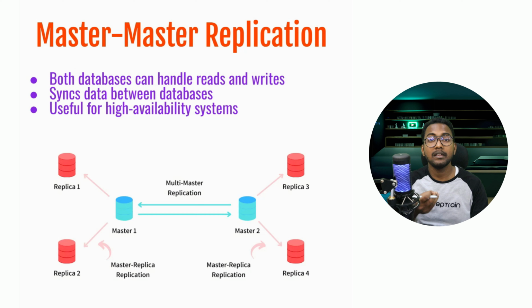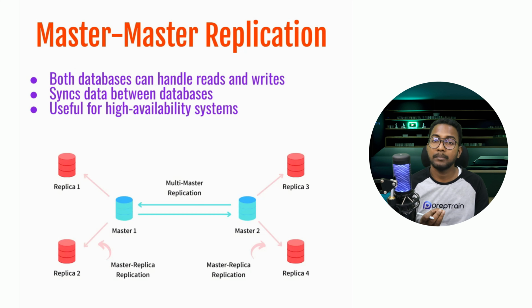For example, imagine that you are running a global service with users spread across different regions. With master-master replication, you can have one database in Asia, another in North America, and both capable of handling updates and reads. Each database can serve users in its respective region, reducing latency and improving the user experience.